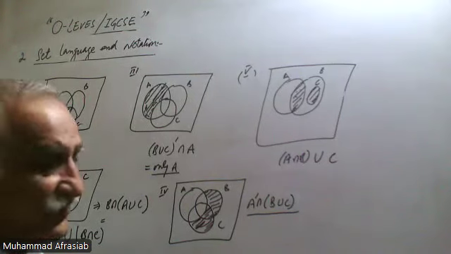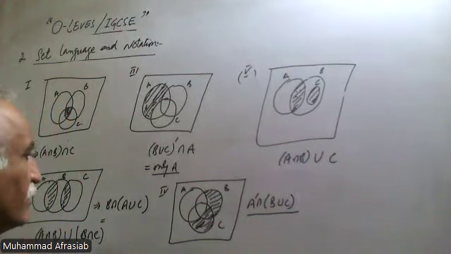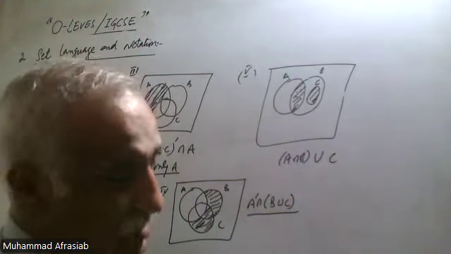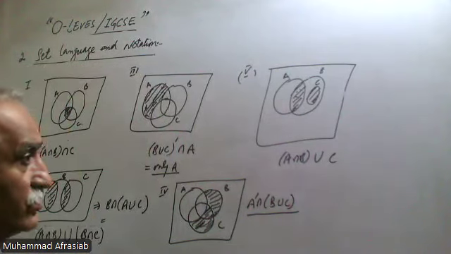So these are the different figures which are given to you, and you have to write down the conditions when the shaded figure is given, and you have to write down the conditions for those shaded figures.